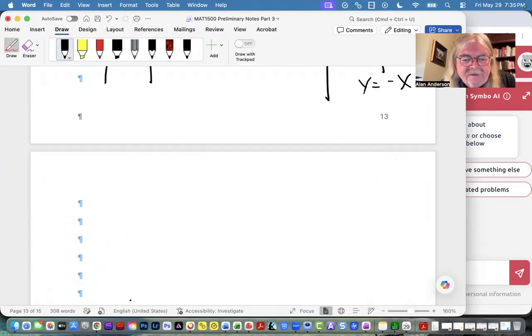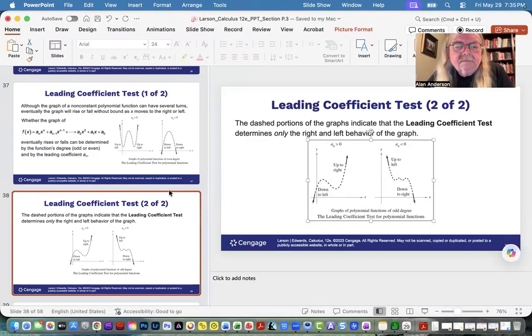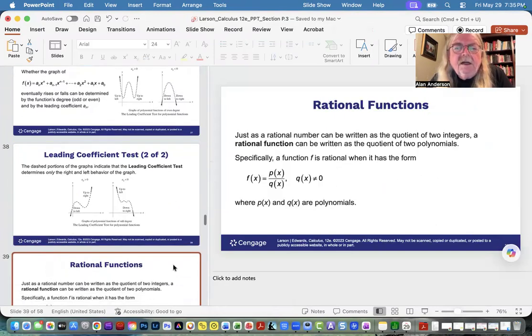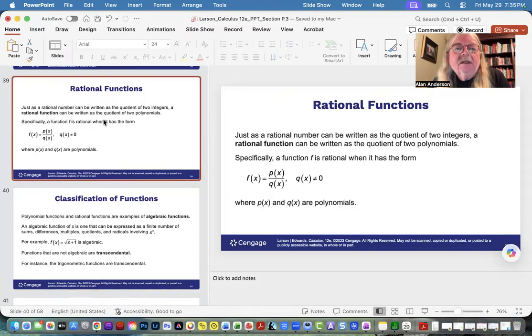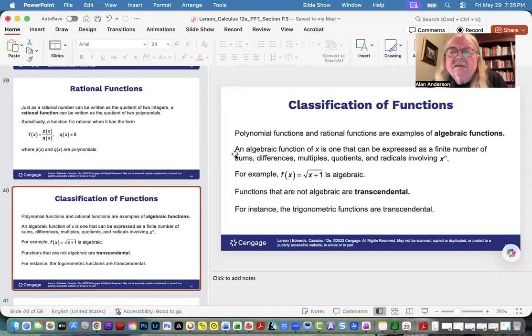Okay, what else do we have? Rational functions, the word tells us what it means. Rational means it's a ratio. That's all it is. It's a ratio of two polynomials. Some polynomial and rational functions are algebraic. Some of them.